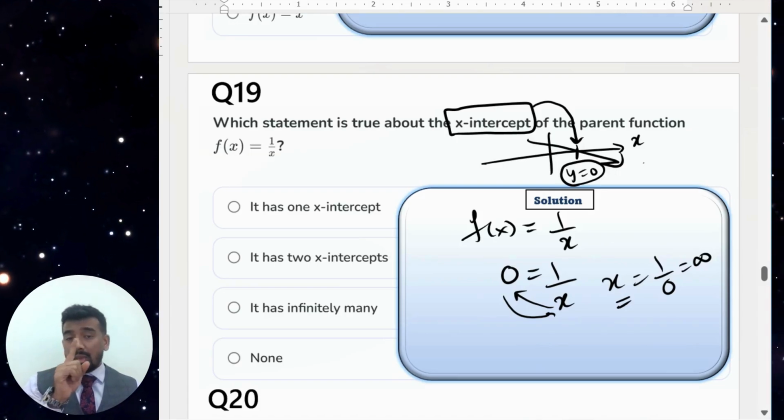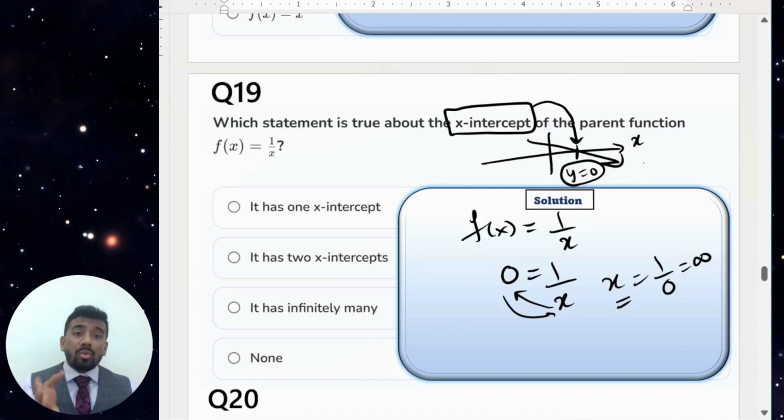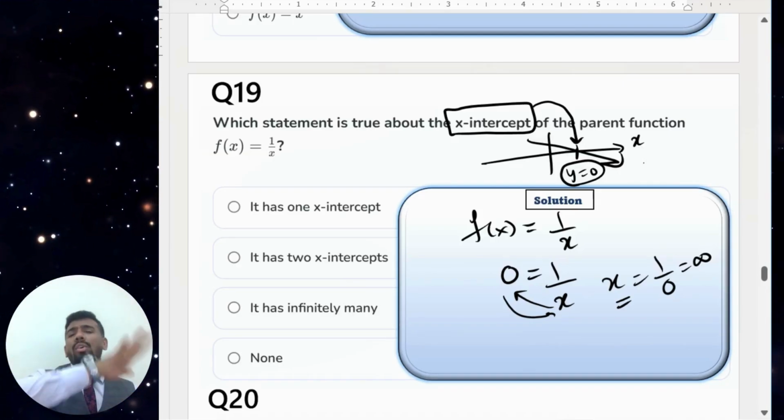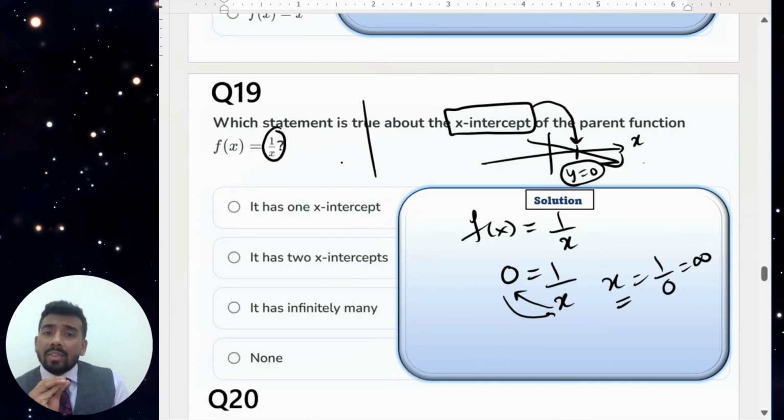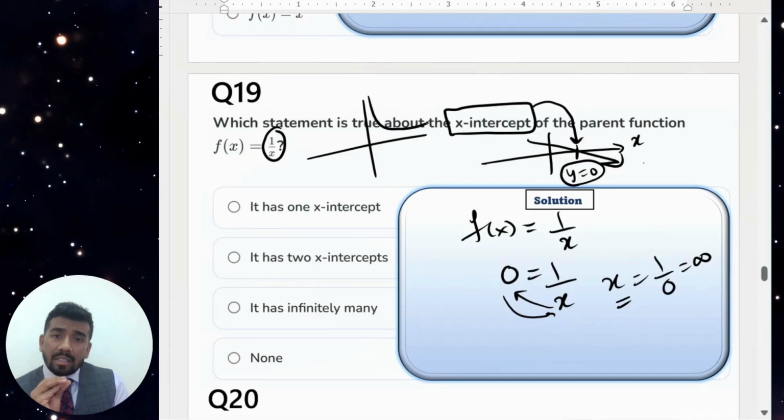Okay, so this is the one way. Second way to know this, if you don't want to go through all this mess, there is one more easy way. The reciprocal function graph is this. Okay, so it goes like this. You see?